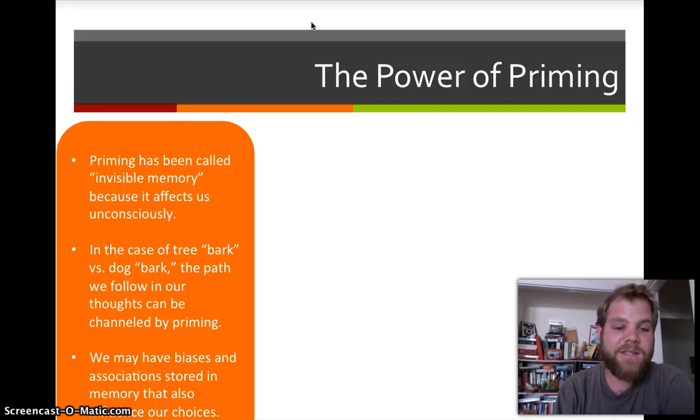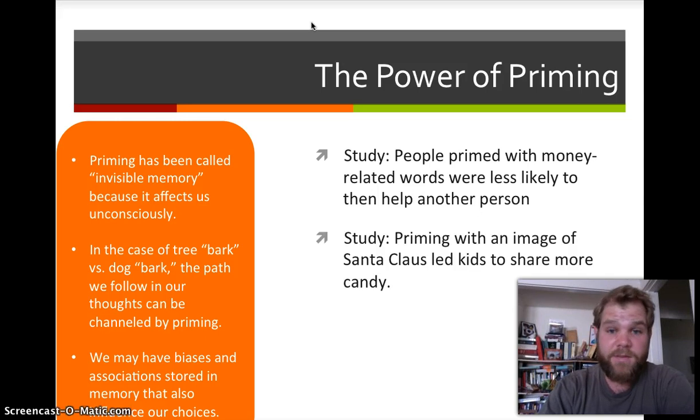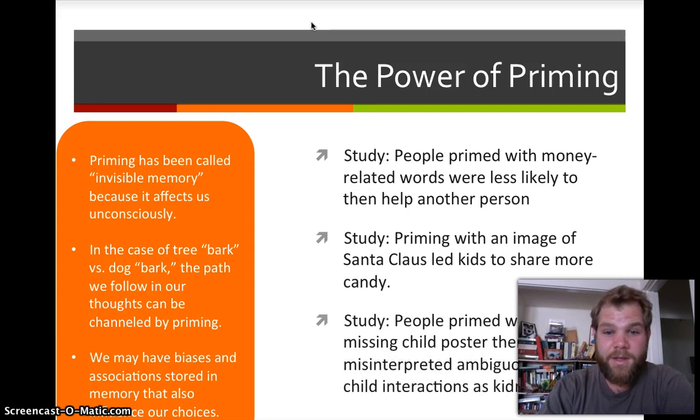But we may have biases and associations stored in our memory that also influence our choices, so we have to be aware of those. These are just a couple of studies that demonstrated the power of priming. People primed with money-related words were less likely to help another person. Interesting. Priming with an image of Santa Claus led kids to share more candy. He's always watching. It's kind of creepy. Another study said that people primed with a missing child poster then misinterpreted ambiguous adult interactions as kidnapping. Also interesting. So that's the power of priming.